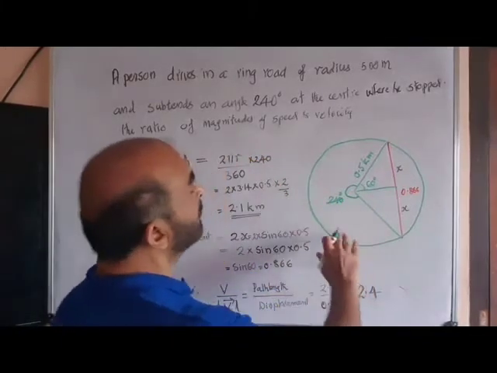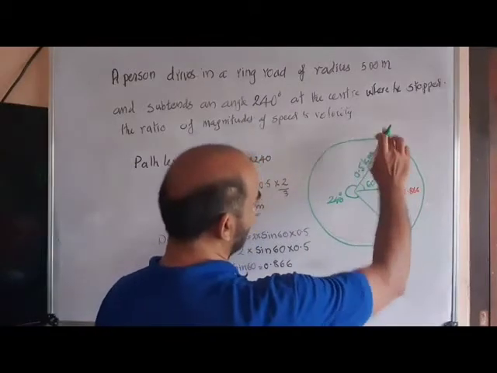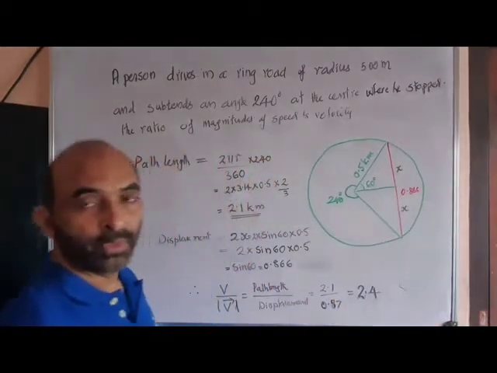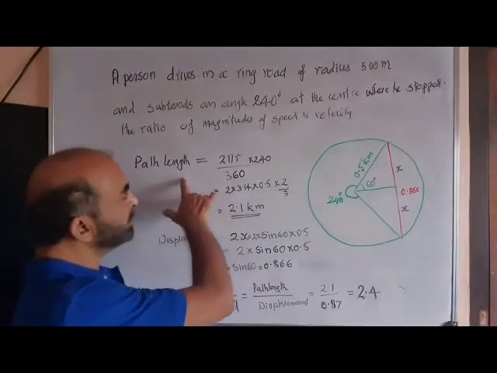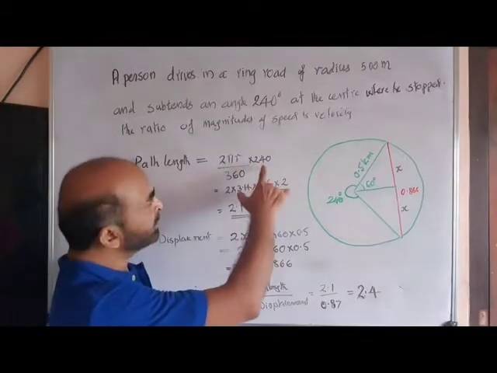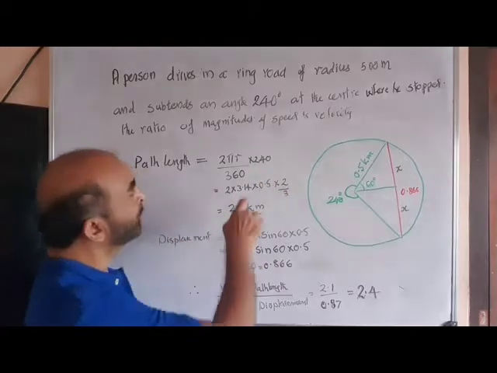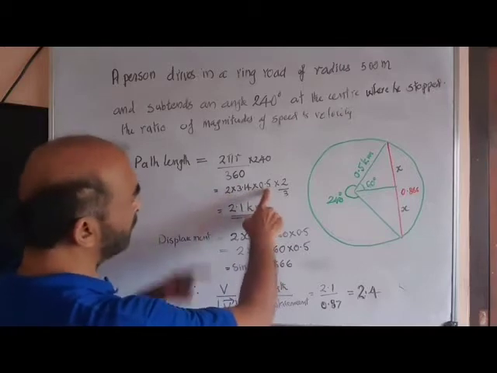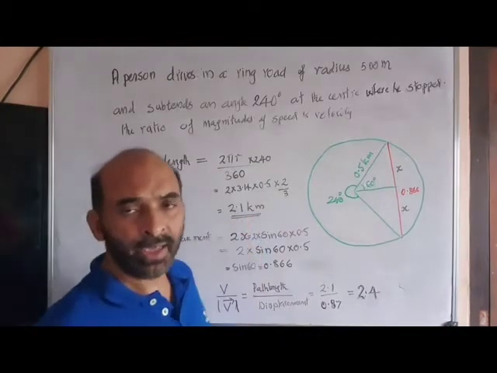Okay. Then this is the path length and this will be the displacement. So first we have to find the path length. Path length is going to be, now 360 degree covers 2 pi r, whereas 240 degree is 2/3 of the 360. 2 pi r into 240 by 360 is equal to 2 into 3.14 into 0.5 (500 meter, 0.5 km) into 2 by 3, 2.1 kilometer. That is the path length.